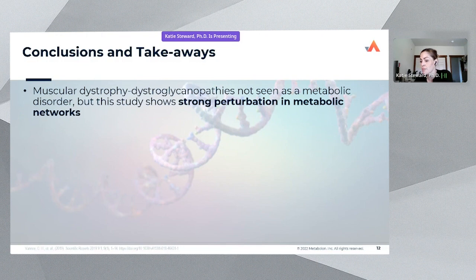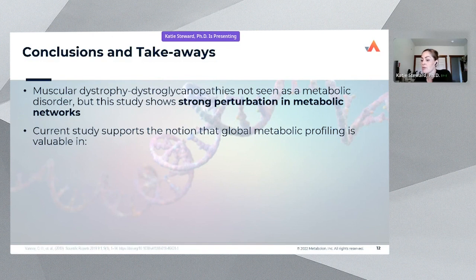changes in muscle biology. There were differences in the polyol pathway, which we didn't talk about today, but that could be used as a potential biomarker for clinical risk associated with FKRP-related dystroglycanopathies. And then there were changes in the polyamine metabolites, which could be used as biomarkers of disease progression and efficacy during gene therapy treatment.